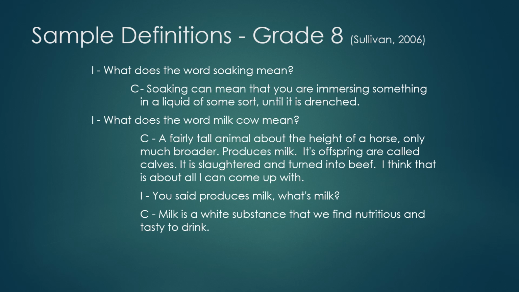Here are some examples of a 13-year-old in grade 8. Soaking. Soaking can mean that you're immersing something in a liquid of some sort until it's drenched. A very detailed answer. Milk cow, a fairly tall animal about the height of a horse, only much broader, produces milk. Its offspring are called calves. It's slaughtered and turned into beef. I think that's about all I can come up with. You said it produces milk. What's milk? Milk is a white substance that we find nutritious and tasty to drink.